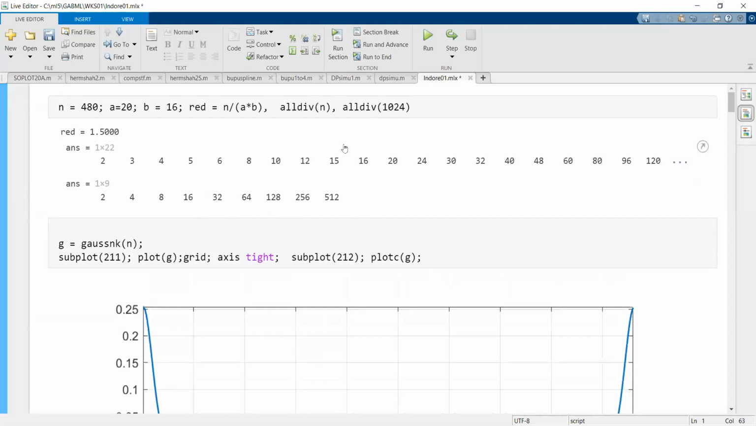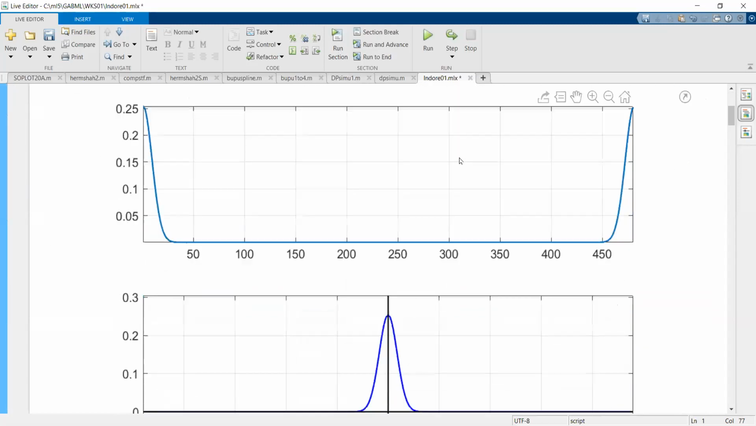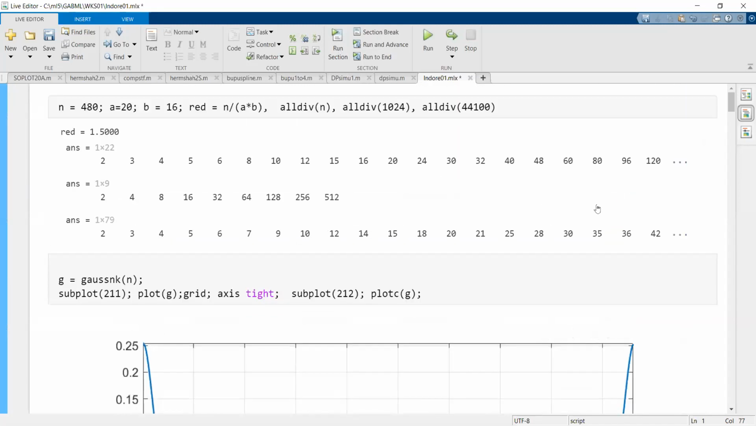So 480 is a number which is quite good. You take the number of samples that you get from your instrument, and you see it's a long list, not even visible completely here. So you have 79 divisors. So actually the prime factorization of 44,100 is 2 squared times 3 squared times 5 squared times 7 squared. So that's an interesting side remark for mathematicians.